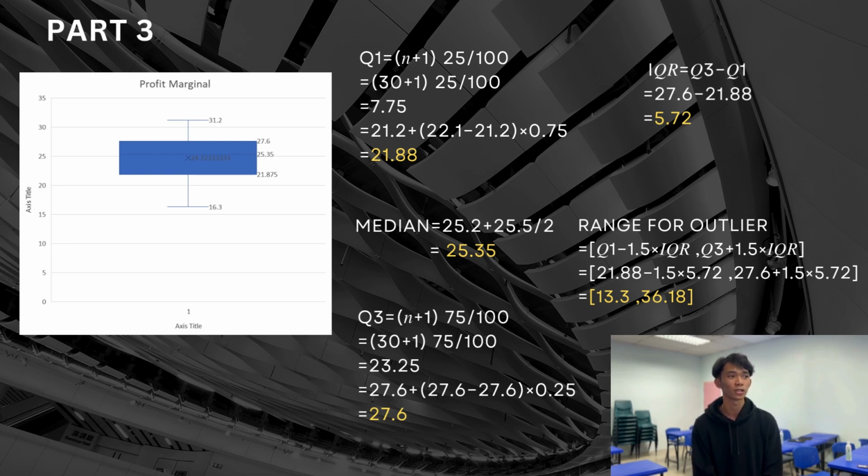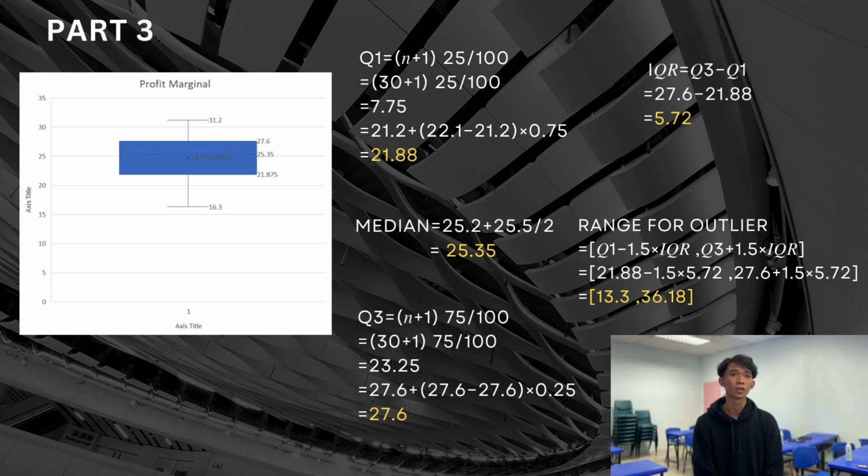And Q3, the formula is (n plus 1) times 75 divided by 100. So we can get the answer, 27.6. And for the box plot, first we have to calculate the IQR. The formula for IQR is Q3 minus Q1. So the answer for IQR is 5.72.